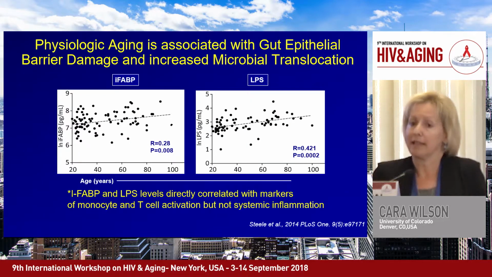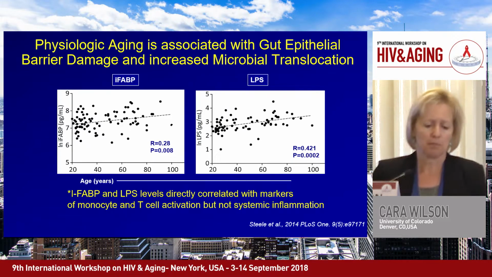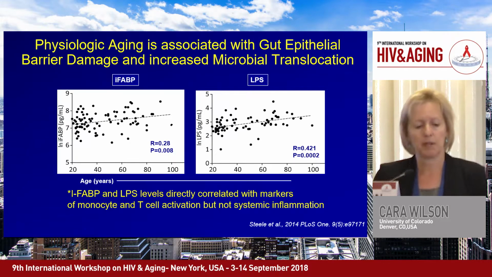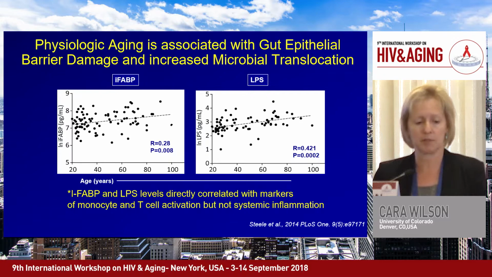I think a little bit less is known in the aging field about the gut, but I'd like to provide some data to support that the gut is also disrupted, or homeostasis in the gut is disrupted, during the physiologic aging process. So we published in 2014 a paper looking across the age span from about age 20 to 100 years of age, and these were uninfected participants in a study. They were our control participants.